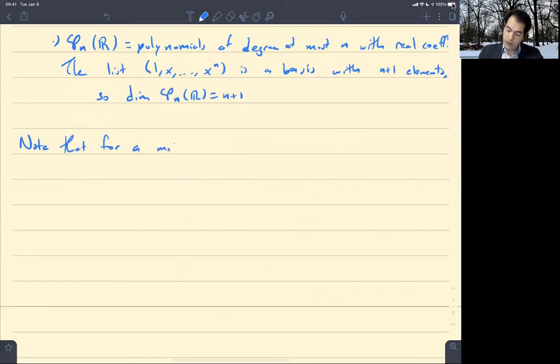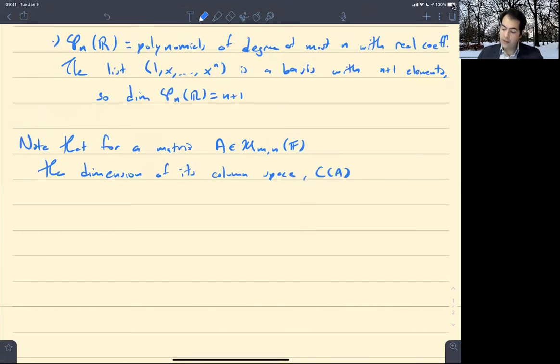Okay. Note that for a matrix A of size m by n, the dimension of its column space, remember, the column space is the span of the columns of the matrix, is equal to the number of pivots in any row echelon form of A.